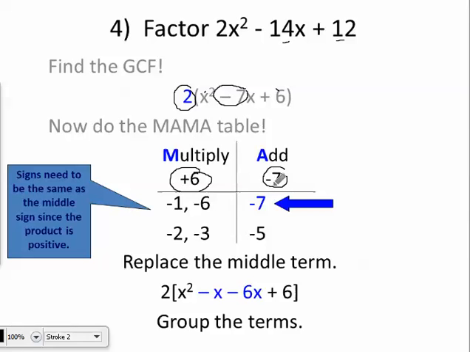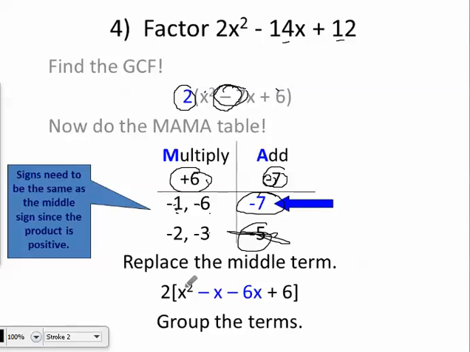Since this is a positive number, they're going to be the same in sign. Negative 1 times negative 6 and negative 2 times negative 3. Same sign. How did I know they were going to be negative? Because this is a negative number here. They have to add to a negative number. So negative 1 times 6 gives me that negative 7. 2 times that gives me a negative 5. That's not going to be the right term.